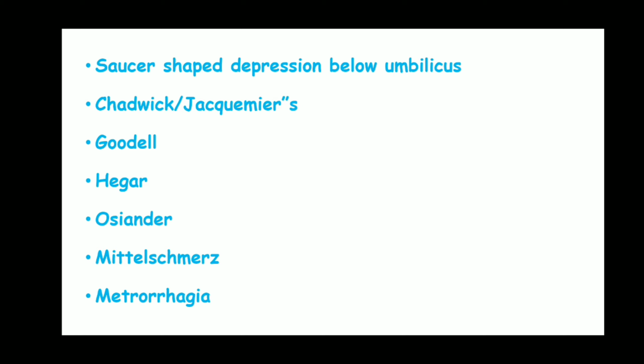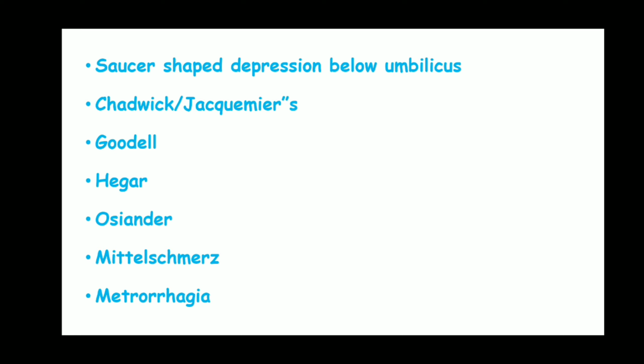Saucer-shaped depression below the umbilicus. This is typically seen in the presentation called occipito-posterior position. Usually we say occipito-anterior is the most common one, and there is another version called occipito-posterior in case of head presentation or cephalic presentation. So this occipito-posterior position can cause a saucer-shaped depression below the umbilicus.